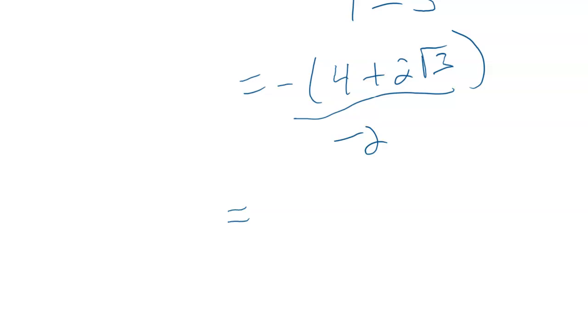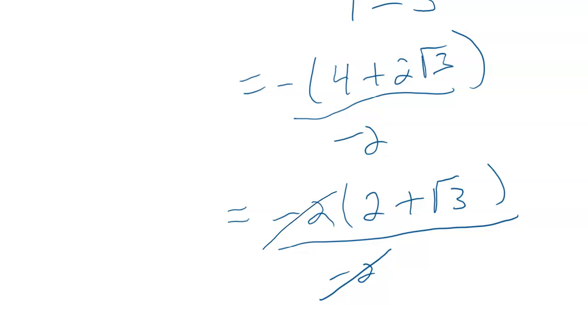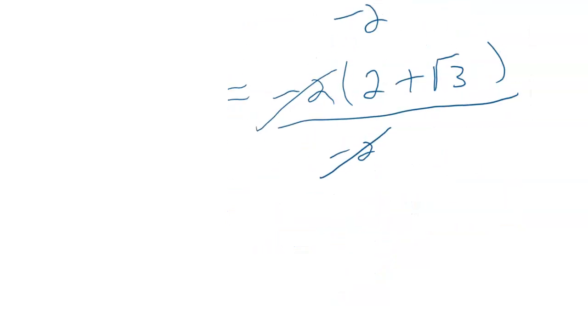Obviously, these negatives are going to cancel out, but I could have factored out a 2 from the top. I don't know why I didn't do that in the first place. This is 2 plus rad 3 over -2. These -2's do cancel out. And then voila, there's the answer, but not quite. It's not the answer in the back of the textbook, which is a little frustrating, but I can explain why.